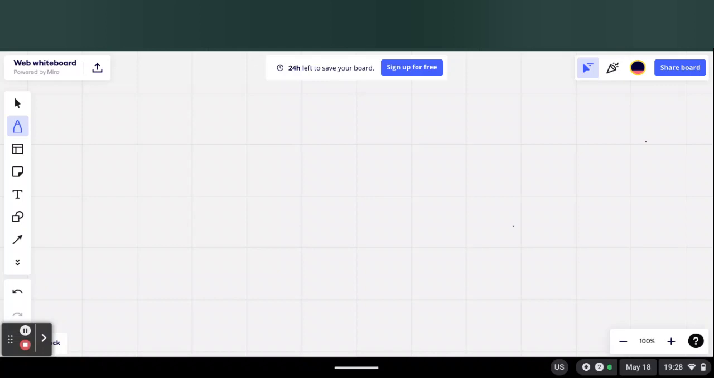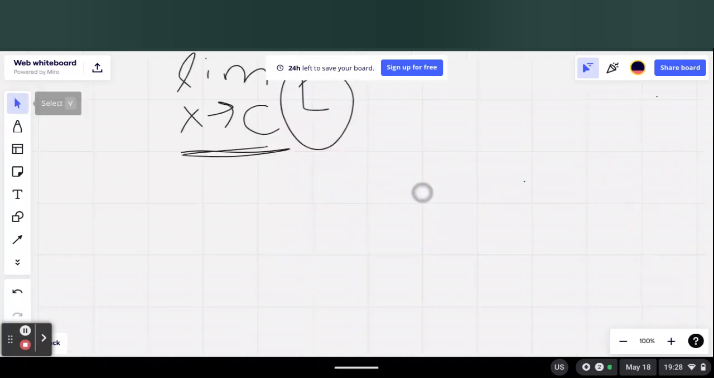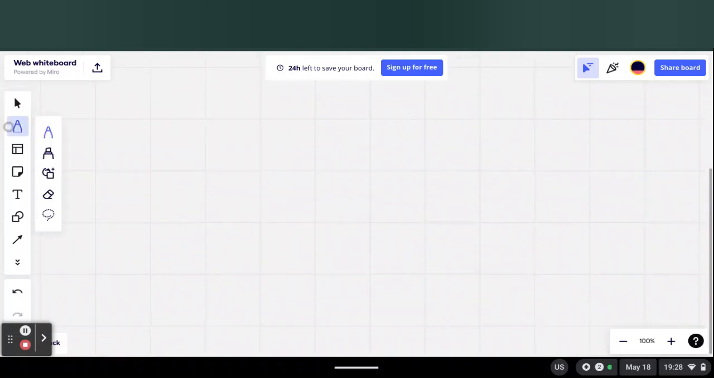So as we know, when we're taking a limit, let's say the limit as x approaches c of L, we're trying to find what L is approaching as x approaches the number c. But we also have some expressions where we get an indeterminate form.